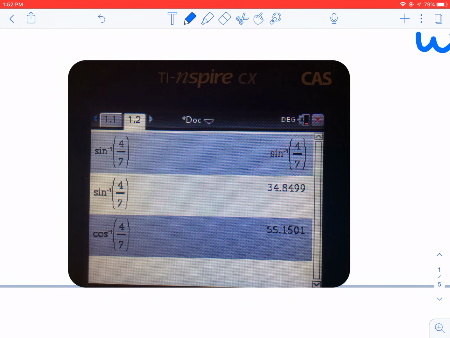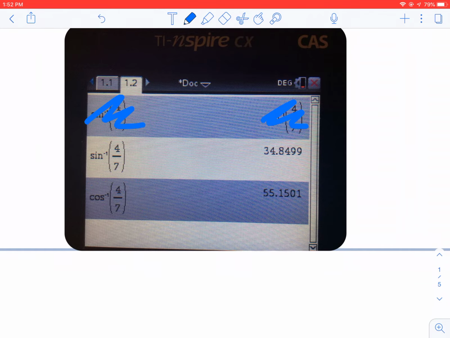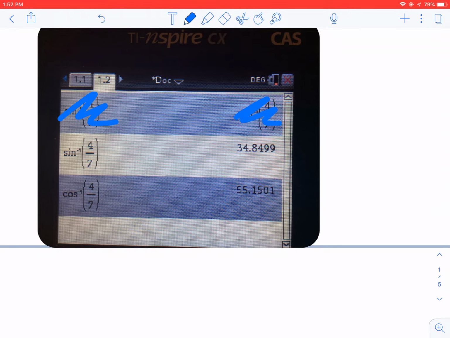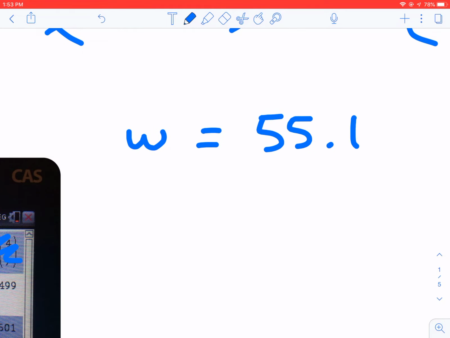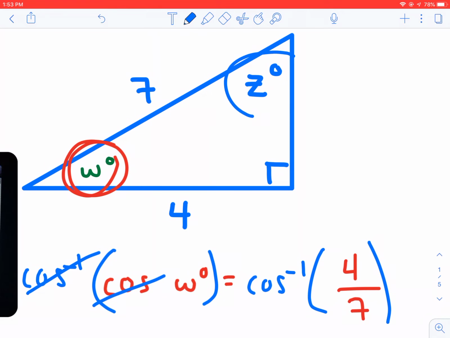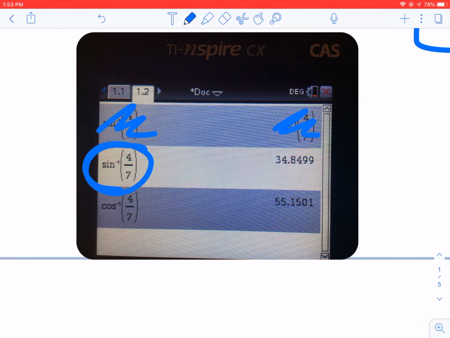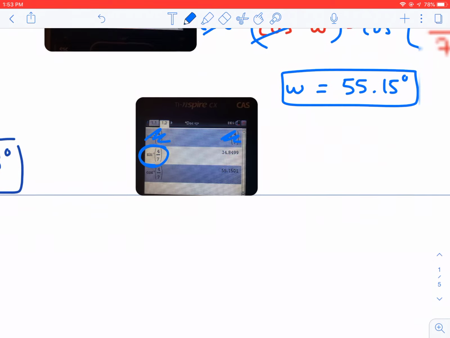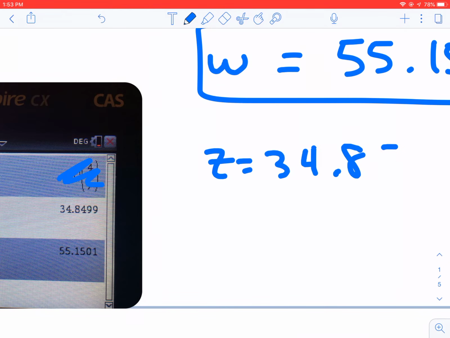Ooh, blurry. All right, ignore the first one. The first one didn't come out correctly. But inverse cosine of 4/7, I'm checking around to the hundredth here just because it's so close. But 55.15 degrees. Right, and if we're looking for the measure of angle Z, well, we have opposite over hypotenuse. Opposite over hypotenuse is sine, so I will be taking the inverse sine of 4/7 to find that one. And the measure of angle Z would be 34.85 degrees.